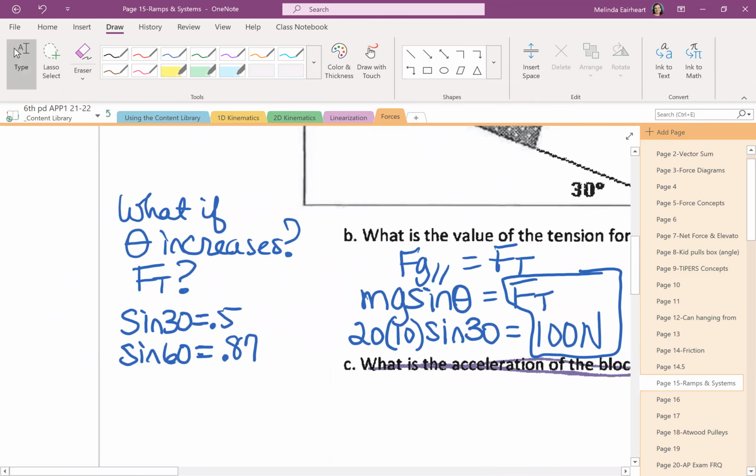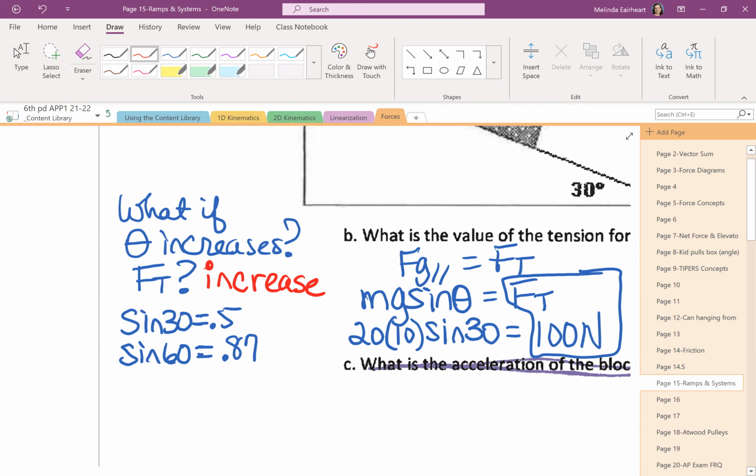Sine theta increases, 0.5 to 0.87, right? What's going to happen to tension? It increases. So tension is going to increase when you increase the angle, okay? M and G would be the same. If all you change is the angle, tension would increase. Good deal?